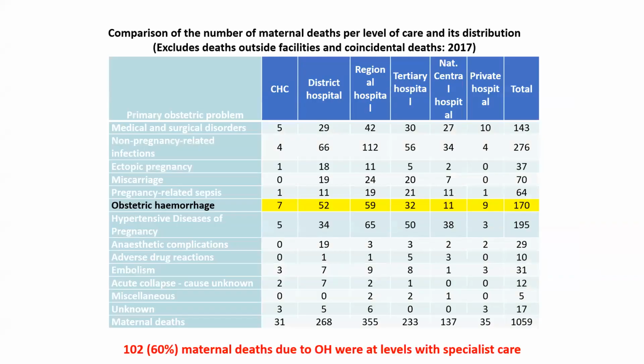One thing that is disturbing in this slide is obstetric hemorrhage occurring at the levels of care where there are specialists, there were 102. 60% of these patients died in places where there is specialist care. So we should be worried if people are sent to us as specialists and we are failing them and they are still dying in our care. It's a very worrying statistic.